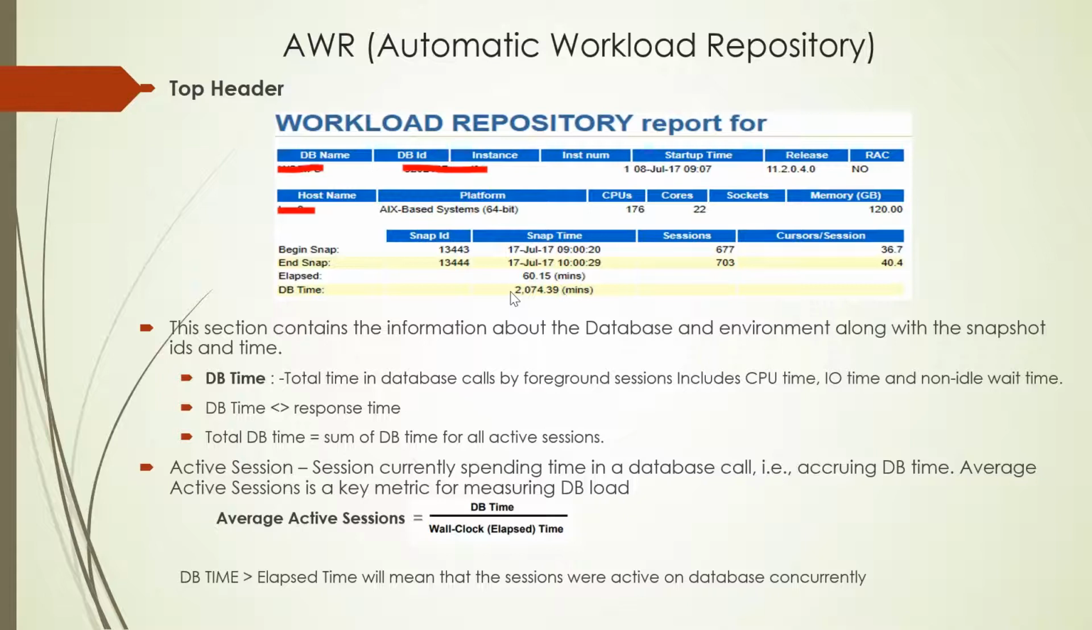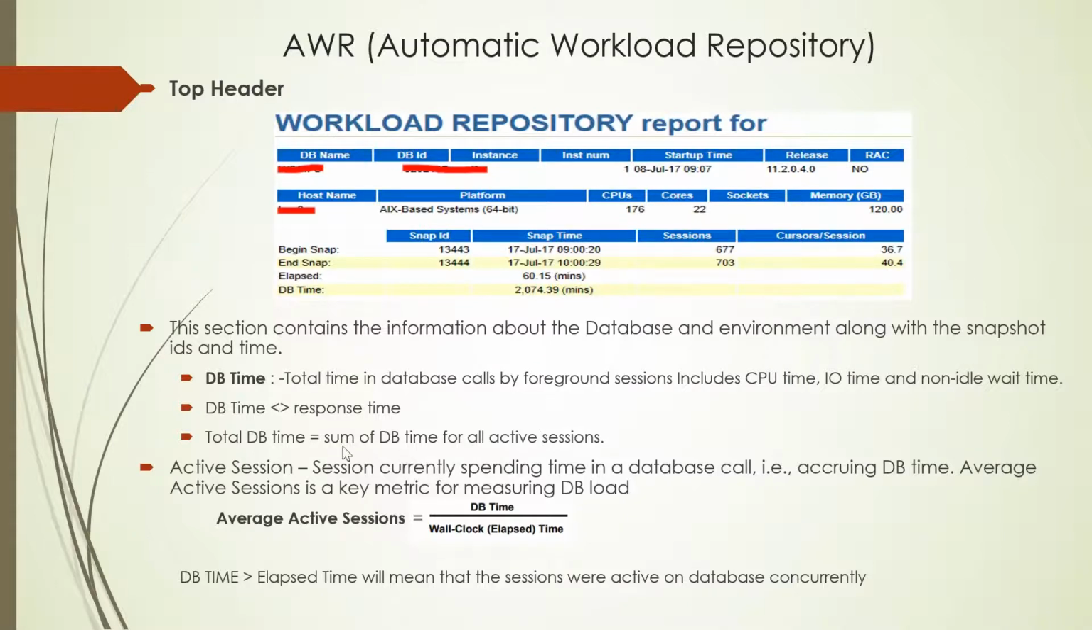You can see the different terms there: DB time, total DB time, and so on. Let's understand the information in this particular section. We get the snap ID, snap time, and the sessions: how many sessions were running when the snap started, and how many were running when the snap ended. And we have the cursors per session on the right side.